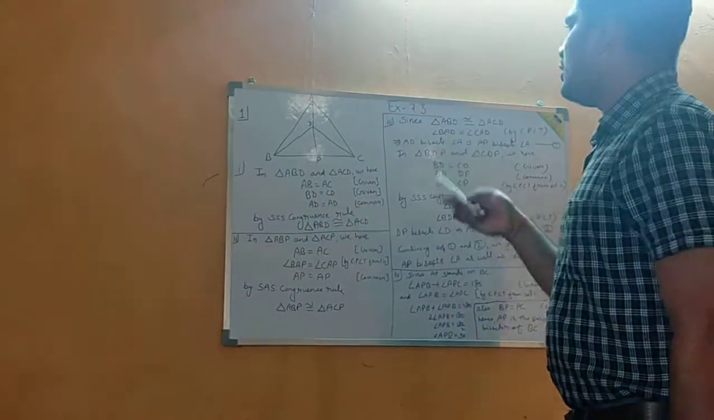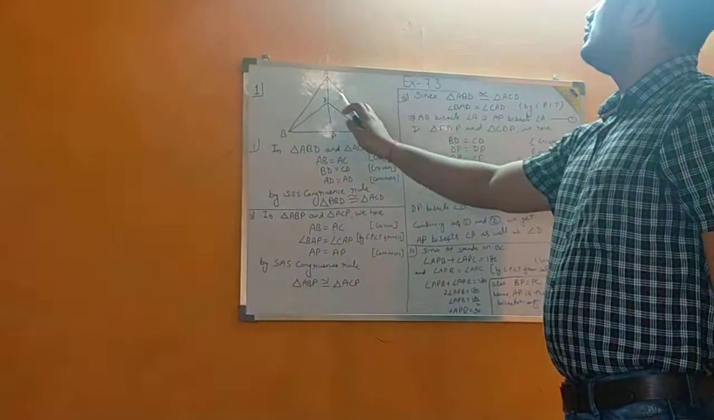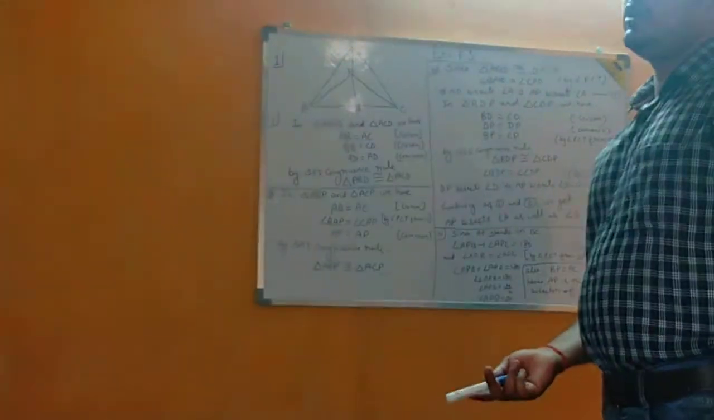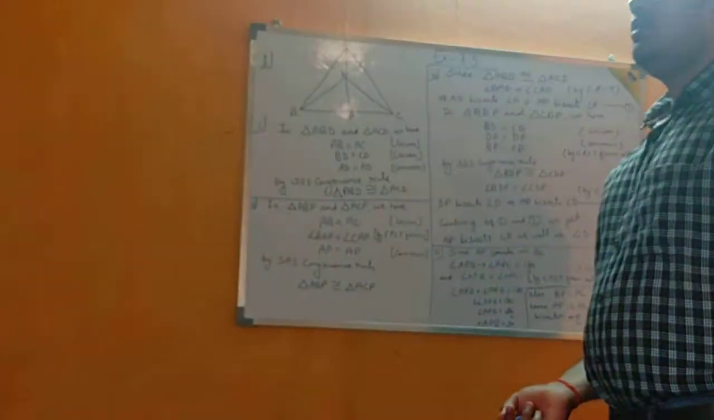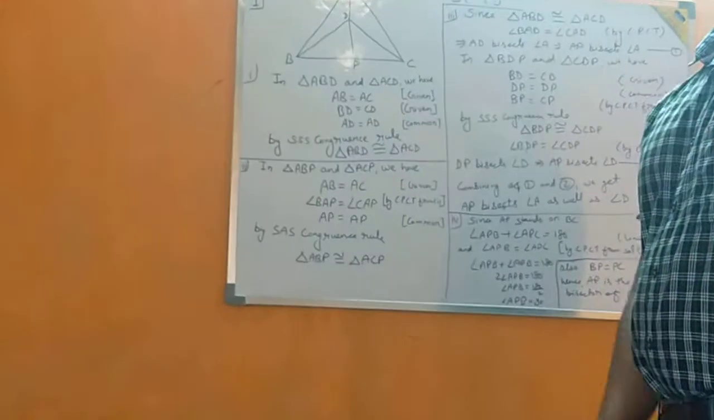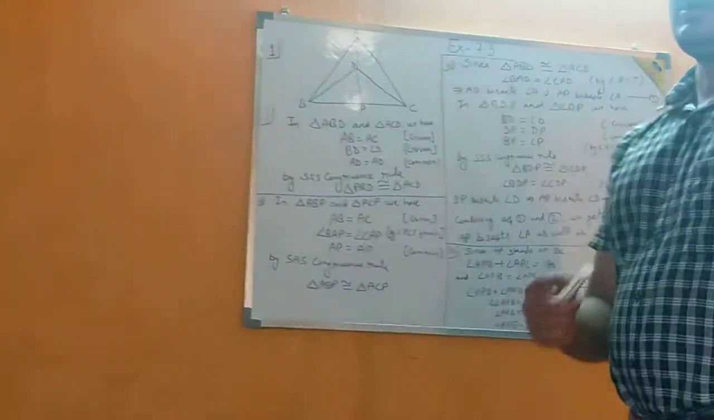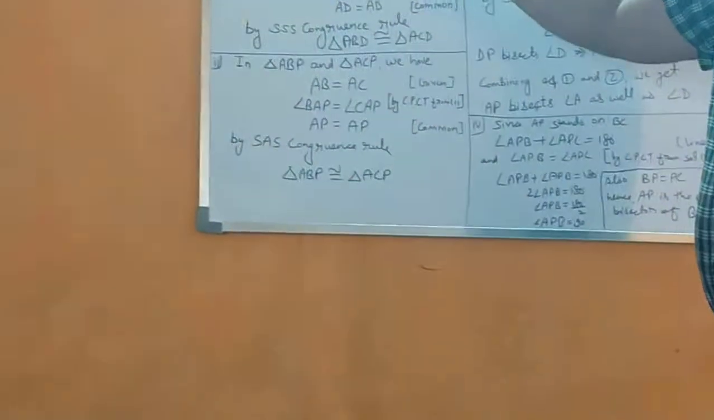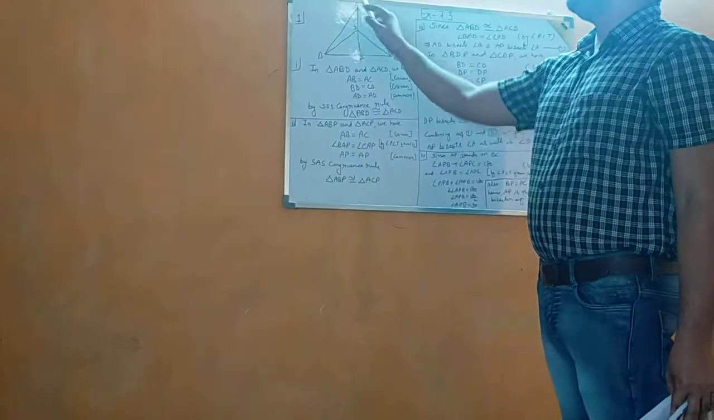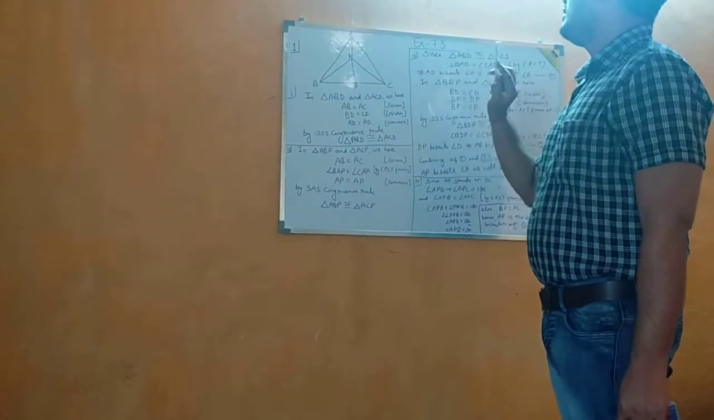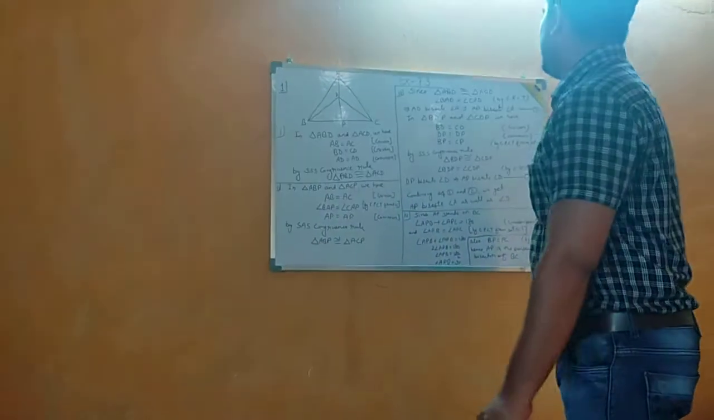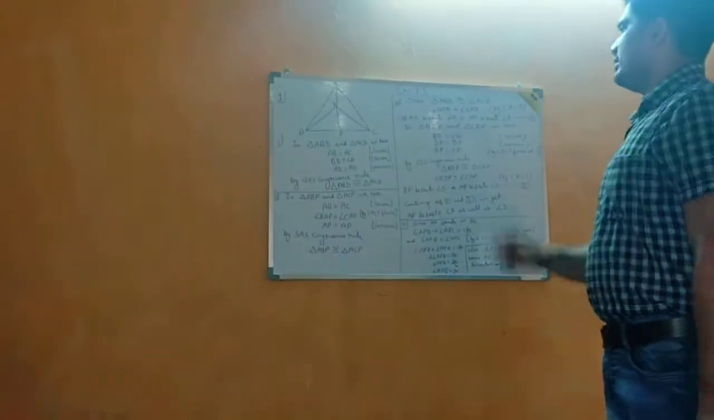So students, from solution first, we proved these two triangles congruent. So as you know, if two triangles are congruent, then their corresponding parts are also equal by CPCT, corresponding parts of congruent triangles. So angle BAD equals angle CAD by CPCT. So we can write AD bisects angle A, or in place of AD we can also write AP bisects angle A. This is our equation 1.